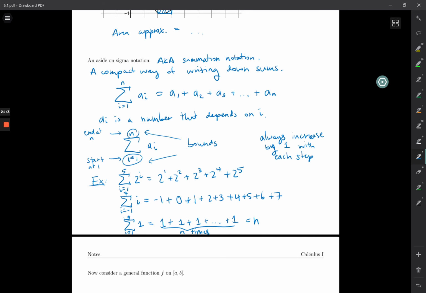And like I said, this is an arbitrary length. We didn't specify what n is, and so this gives us a nice way of writing down this type of sum. Okay, so that is all for the sigma notation, and then we are going to talk about Riemann sums in the next video.